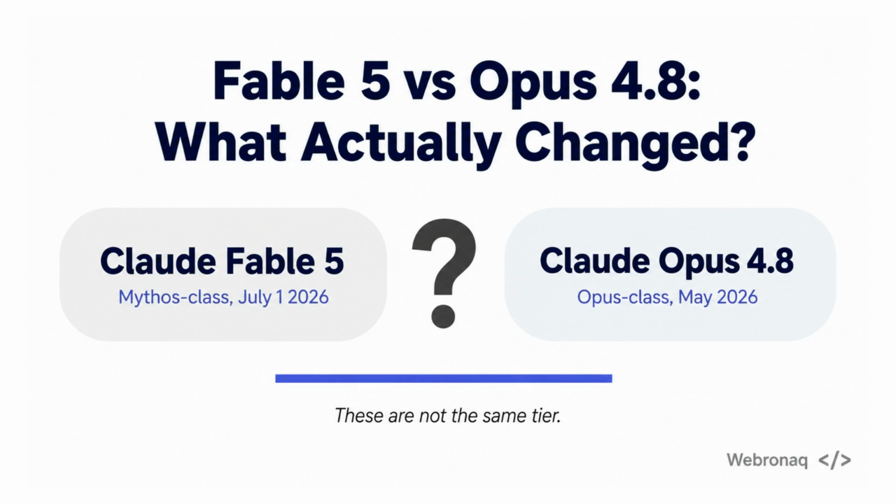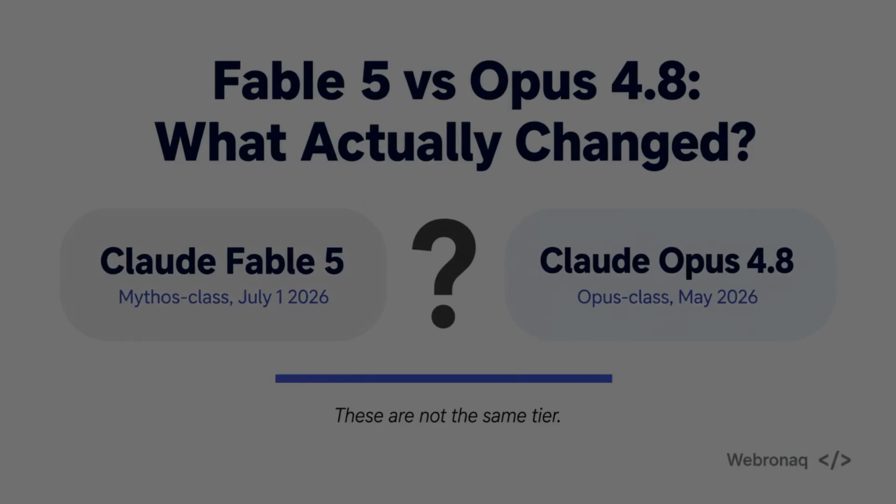On July 1st, 2026, just yesterday, Anthropic restored global access to Fable 5 after a 19-day suspension triggered by a US government export control order. So Fable 5 is back. Opus 4.8 is still here, and developers everywhere are asking the same question. Which one should I actually use, and what genuinely changed? Let's find out. First, we need a clear map of how Anthropic structures its model lineup.